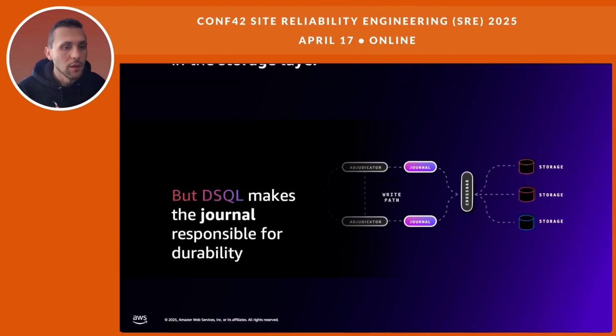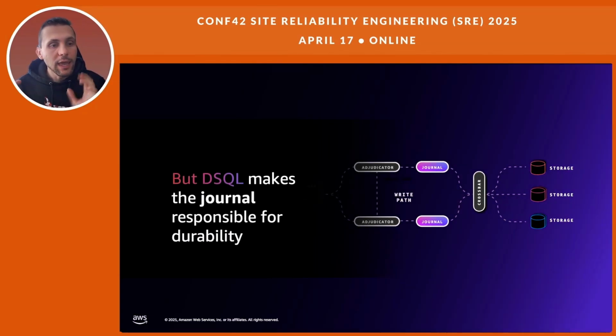On DSQL, the durability is given to the journal. And of course, the journal, if you're using a multi-region active solution, is replicated across multiple regions. And this is where, if you remember when I said I have the witness region, that witness region is a replication of the journal. The journal is just where all your transaction logs for your database are stored. So DSQL manages this complexity by making the journal responsible for the short-term durability. Transactions are considered committed once they are written to the journal, not once they are written to the storage.